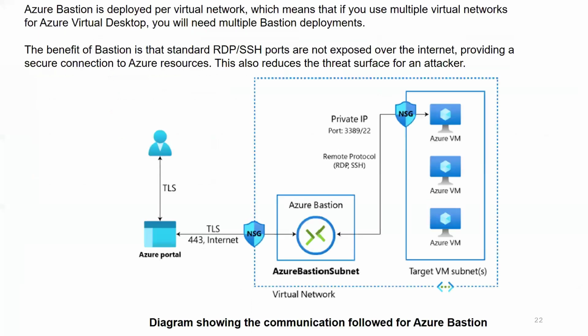Bastion is deployed per network. So how does it work? The user accesses through the Azure portal. The NSG rule is already enabled, and they can access the server using Bastion. Clear everyone? RDP, SSH. Linux machines and Windows machines we can take using Bastion.